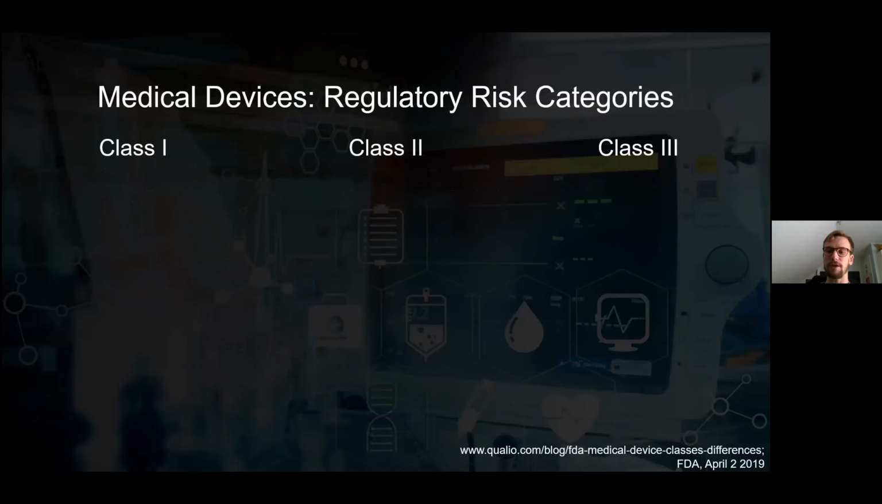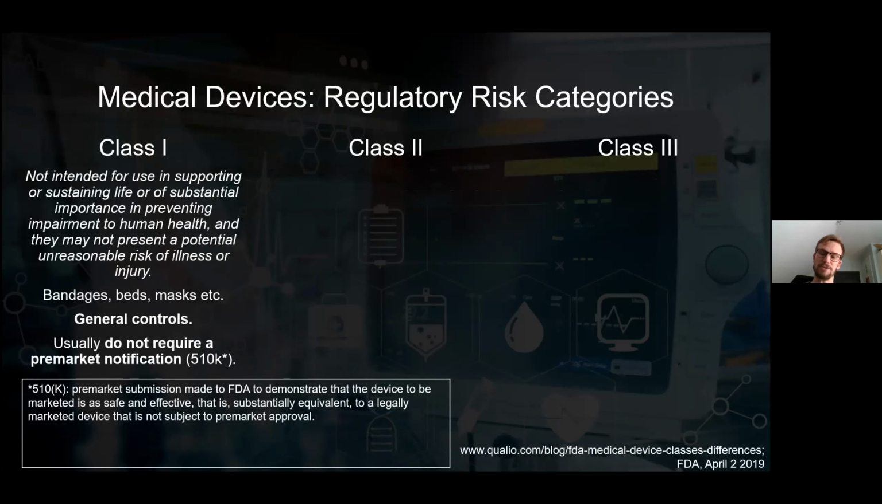So the CDRH groups medical devices into three broad risk categories, class 1, 2, and 3. Class 1 devices are those not intended for use in supporting or sustaining life or of substantial importance in preventing impairment to human health, and they may not present a potential unreasonable risk of illness or injury. Examples here are bandages, beds, and masks. Class 1 devices are only subject to general controls that are the same for each device, and most of them, about 74% I think, are exempt from filing a pre-market submission or a 510(k), which is a pre-market notification to the FDA that demonstrates the effectiveness and safety of the device.